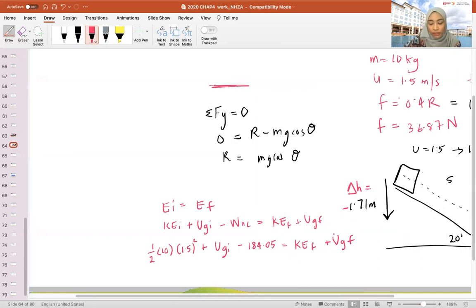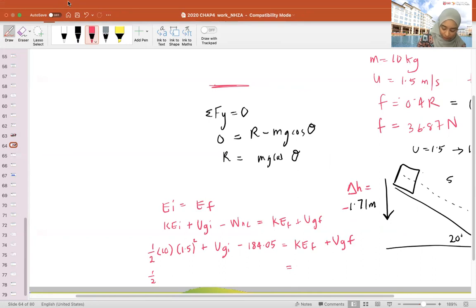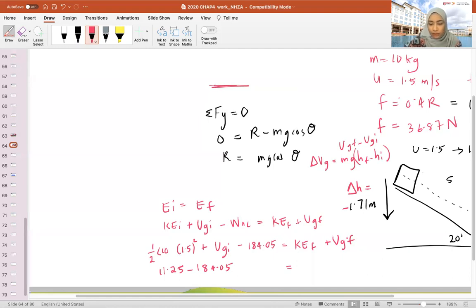So boleh tak kita combine this equation? Kita akan cuba 1 over 2, let's just calculate that. So this is going to be 10 times 1.5 squared divided by 2. It's 11.25. UG tak tahu. So this is going to be minus 184.05. Change in UG should be mgh final minus h initial. So this would be UG final minus UG initial.